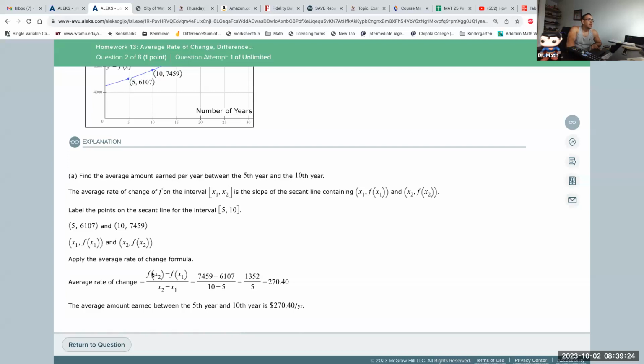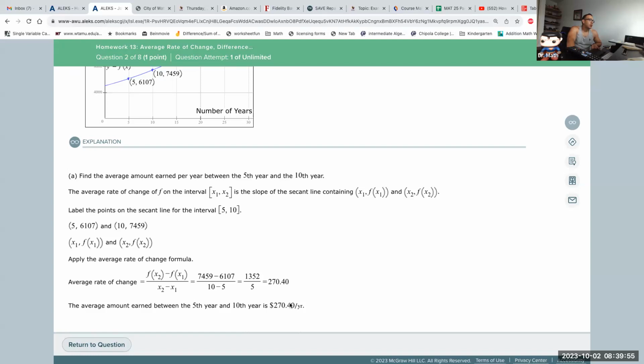Again, what this means when they say f of x1 and f of x2, all that means is this is your y2. This is your outcome when you plug in x2, and this is your outcome when you plug in x1. So again, it's the same thing I did, same exact numbers that we just looked at. It's just notation you're going to have to get used to. And so we divide, and you get 270.40, right?